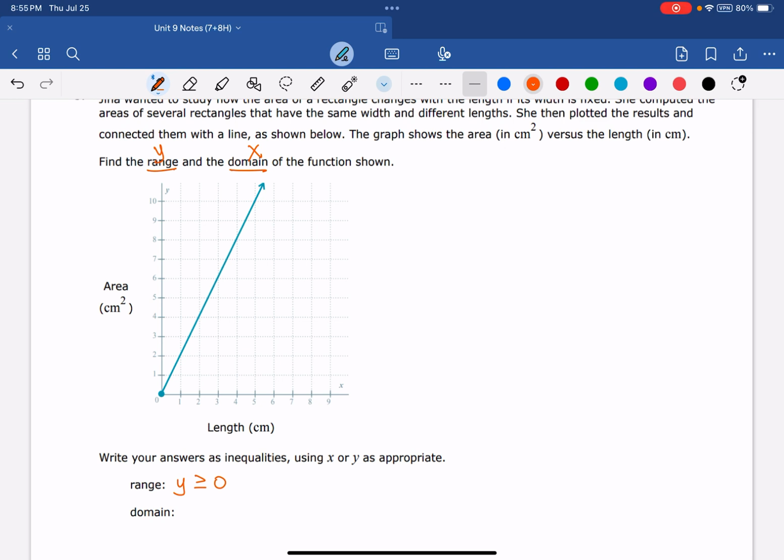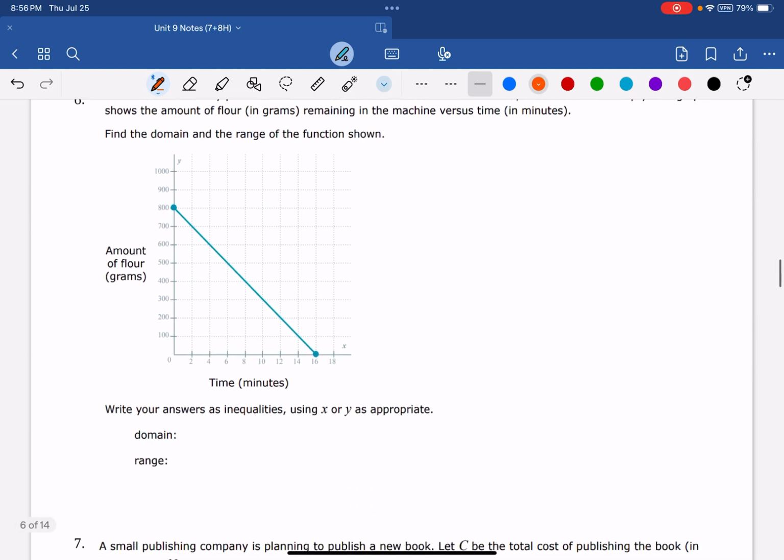And then domain is our x values. Again, there are no limits on that, other than we're not going to be negative because we're talking about side lengths. So we want x to be greater than or equal to 0. Sorry, that's not a very good greater than sign. Okay, or you could use a verbal description. That would work too.